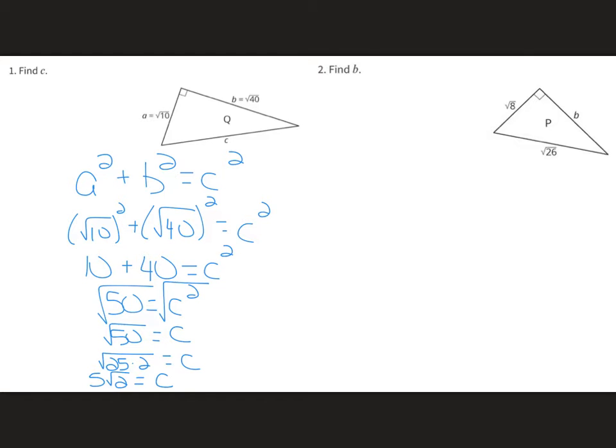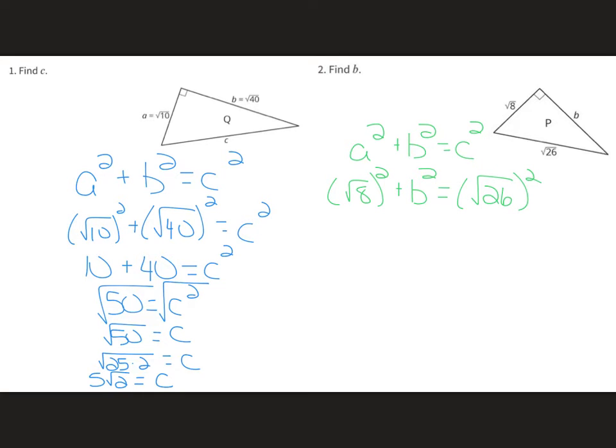Okay, look at the next one. Notice it says to find b. So I know the hypotenuse. The hypotenuse is the square root of 26. That leg is square root of 8. I want to find b. So I'm going to write my Pythagorean theorem. A squared plus b squared equals c squared. I'm going to say a is the square root of 8 squared, plus I don't know b squared, and c squared is the square root of 26 squared.